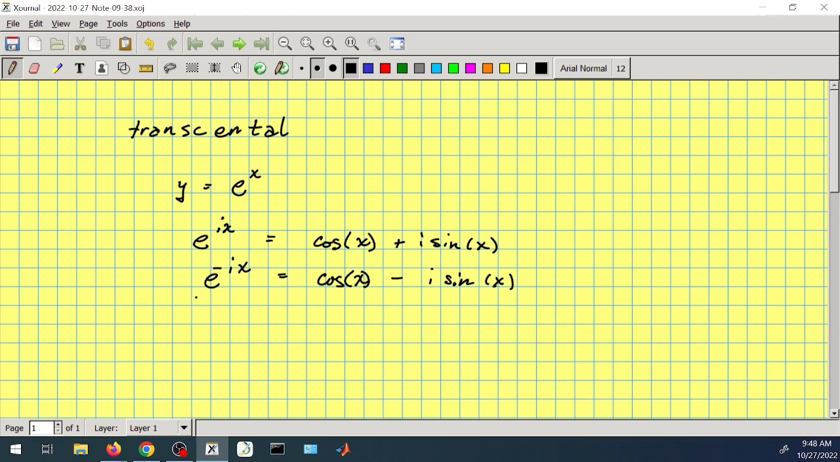What if we add these two together? If we add e to the ix, sorry, I'm looking at a really oblique angle, plus e to the minus ix, what do I get? Cosine, 2 cosine x. Of course, this is why Euler liked his number so much that he gave it his name, the Euler number, so that's why it's e for Euler.